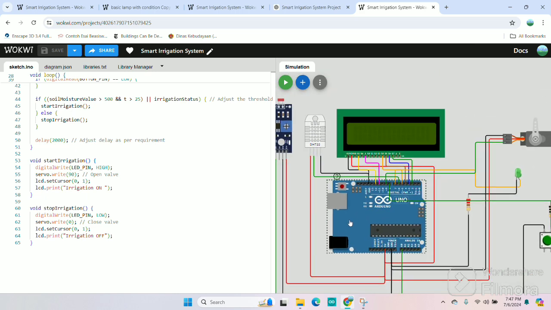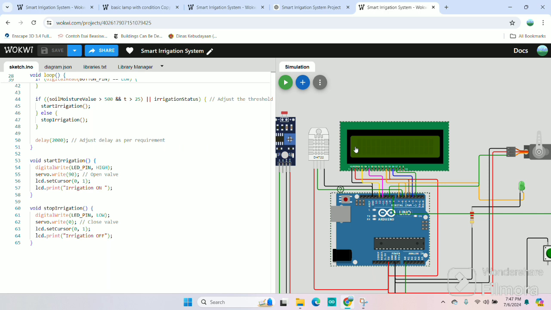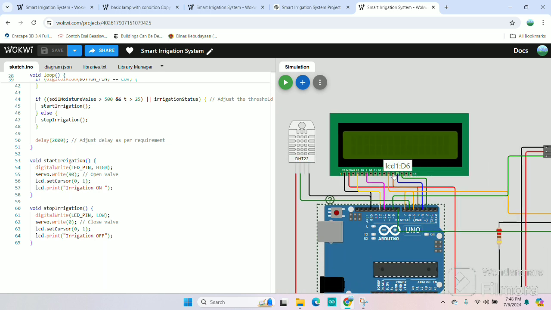And then I have this regular 16x2 LCD without I2C. So for the wiring, I consider the conventional wiring with the digital pins here.